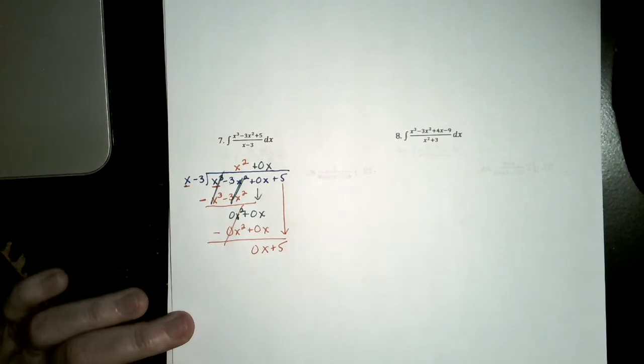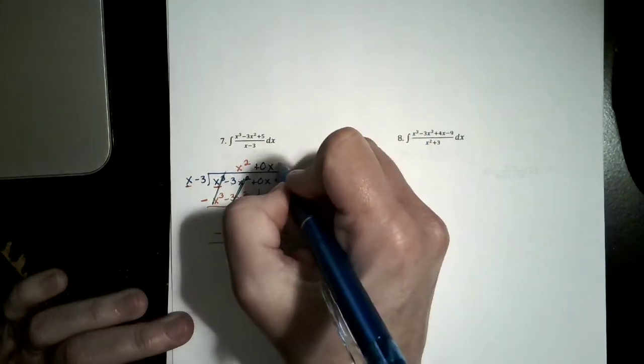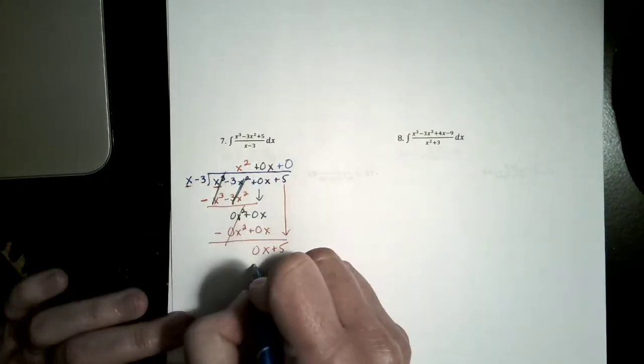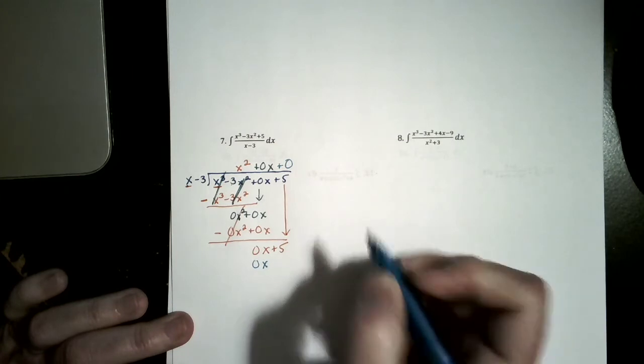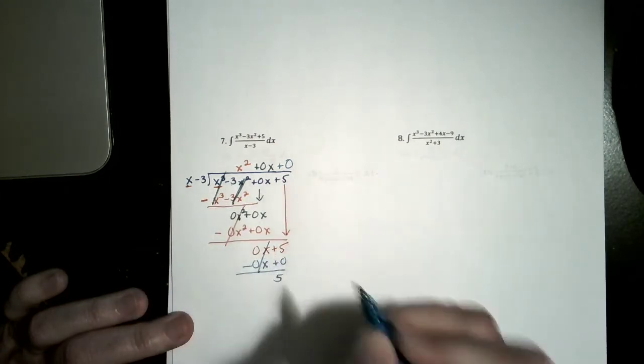Okay, so let's see what we got here. What can I multiply x by to get 0x? Oh, that's a 0 again, isn't it? 0 times x is 0x. 0 times 3 is 0. We subtract. 5 minus 0 is 5.